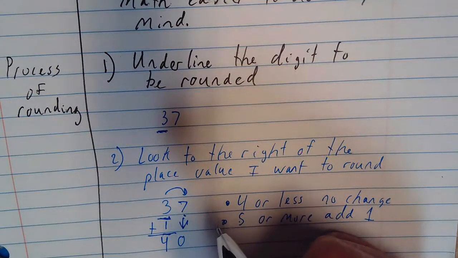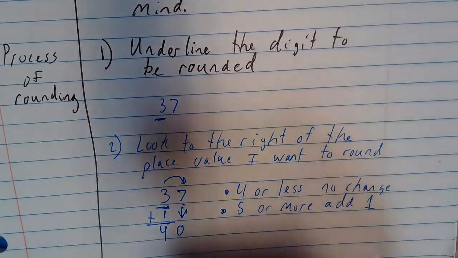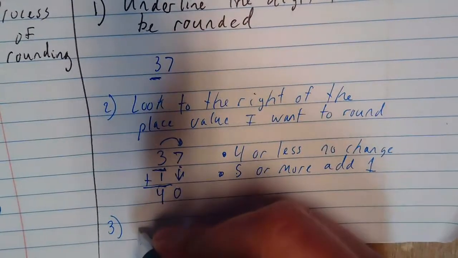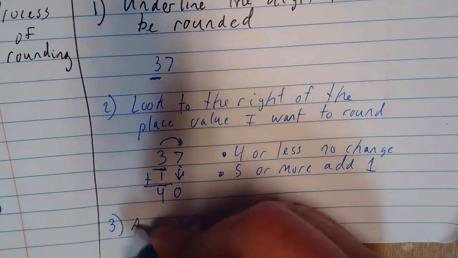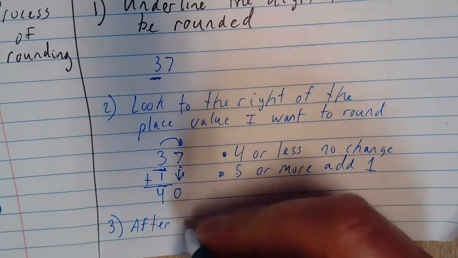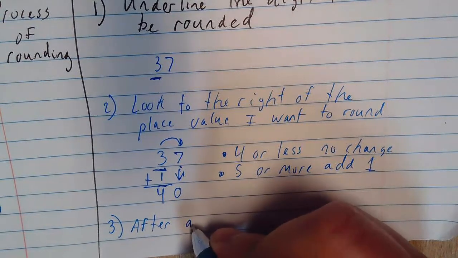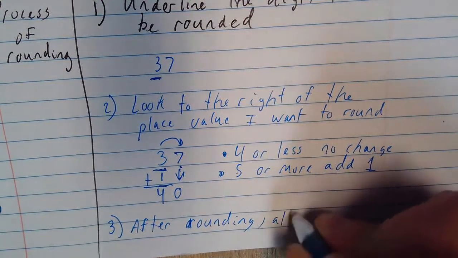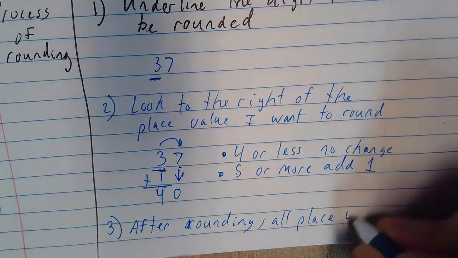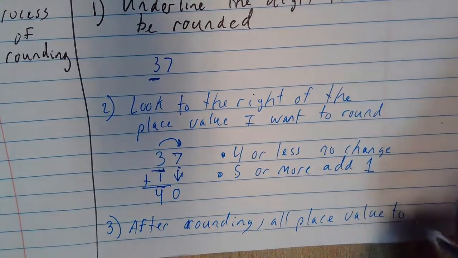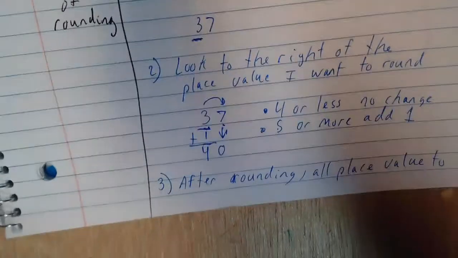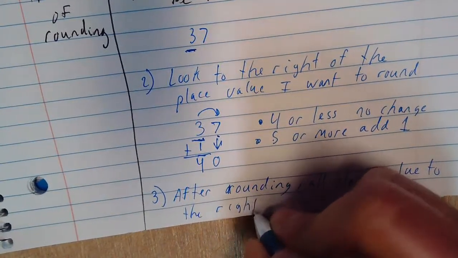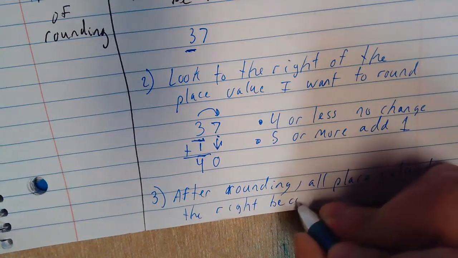Okay? So this last digit. After rounding, after you do your thing, all place values to the right become 0.